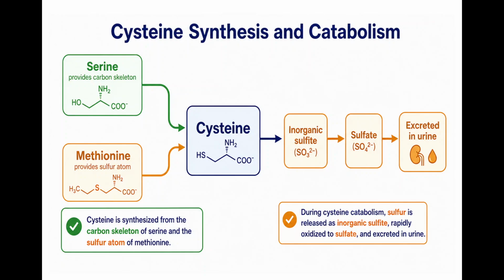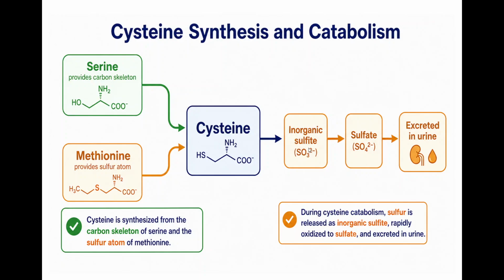So this is to summarize how we form cysteine. Cysteine is formed by taking the sulfur group from methionine and the carbon skeleton of serine. So is cysteine essential or non-essential? Non-essential. How is cysteine catabolized?